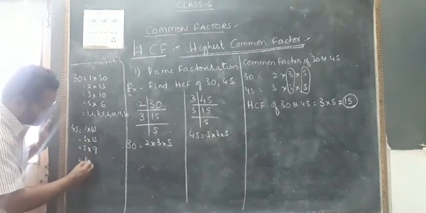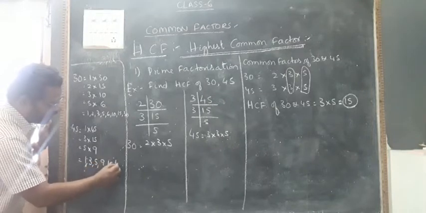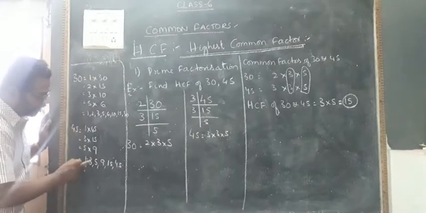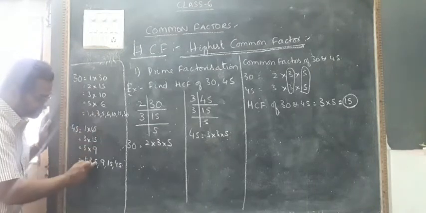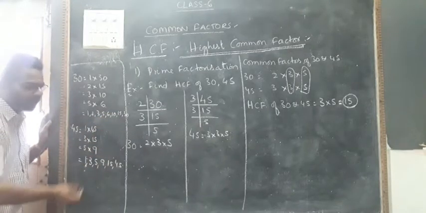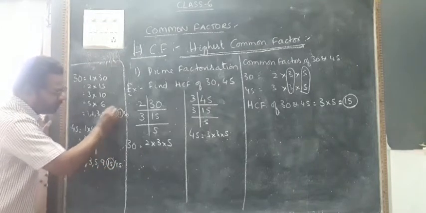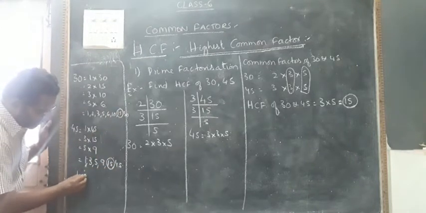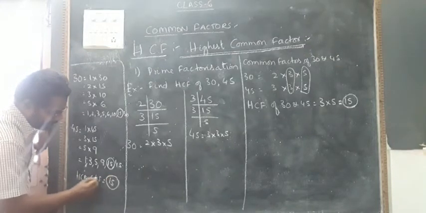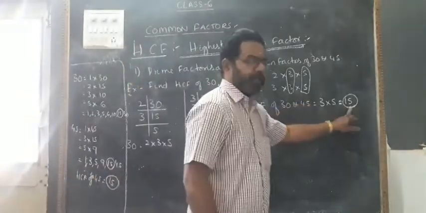So factors of 45: 1, 3, 5, 9, 15, 45. If you compare this one and this one, 1 is a common factor, 3 is a common factor, 5 is a common factor, after that 15 is a common factor, that's all. So in those two, 15 is the biggest common factor. So HCF of 30 and 45 is equal to 15. Here also we got the same thing, 15.